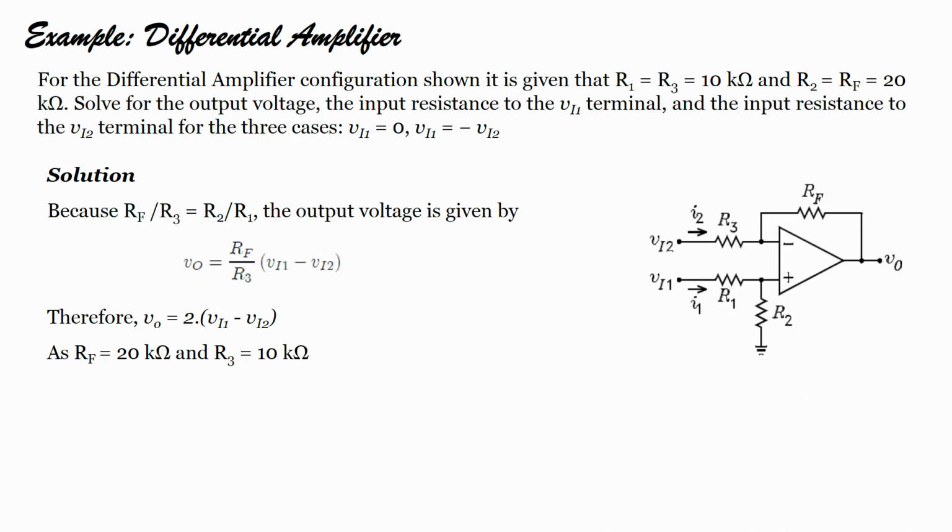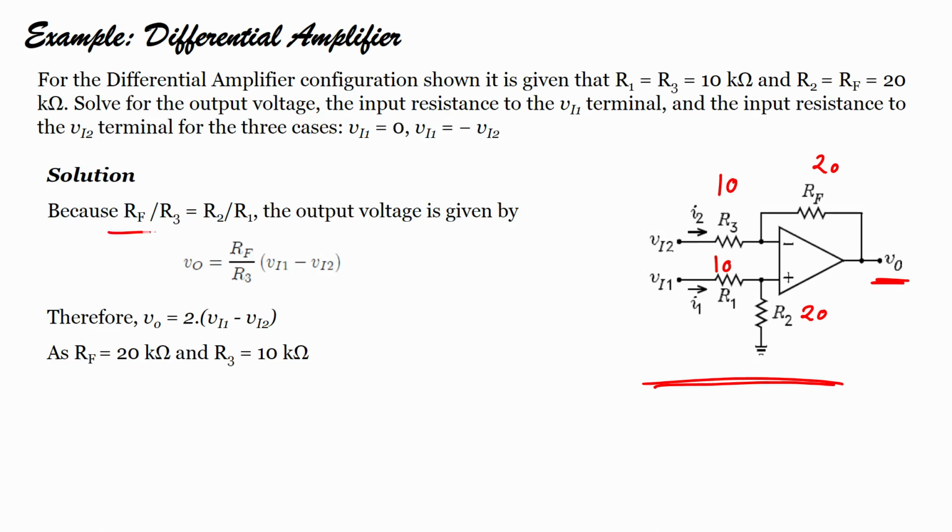Okay. So, let us solve an example. For the differential amplifier configuration shown here, it is given that R1 equals R3 equals 10 kilo ohm, and R2 equals RF equals 20 kilo ohm. Solve for the output voltage VO, the input resistance to the V1 terminal and to the V2 terminal for 3 cases: V1 equals 0, and V1 equals minus VI2, right. So, let us see one by one.